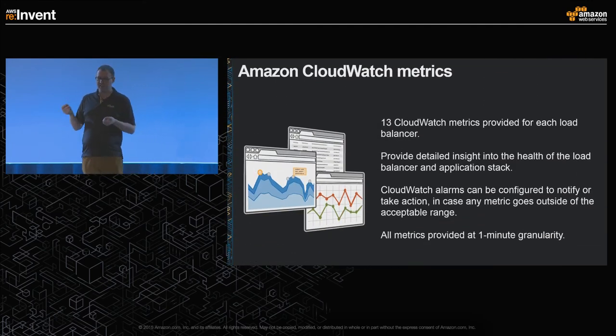As I mentioned, there are 13 CloudWatch metrics. There are things like I just mentioned, requests and bytes. But there are also ones around the health of the load balancer itself, how we're doing in terms of response times, and so on. Everything's provided at 1 minute granularity, so they're pretty live, pretty up to date, to help you respond to things in real time.